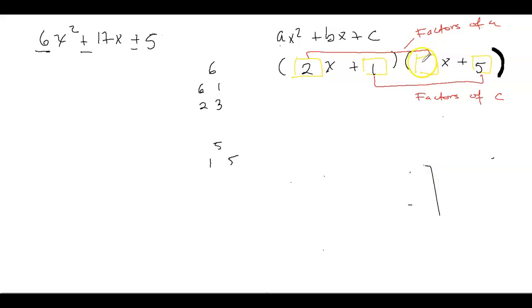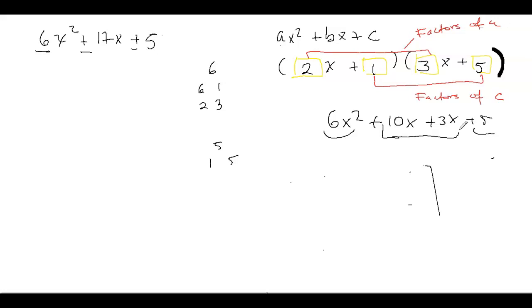Okay, so if I were to multiply this, I have to FOIL this to double check. So 2 times 3 is 6x squared. Then 2 times 5 is 10x. Then 1 times 3 is 3x, and then plus 5. Now when we look at this, the first term works, the last term works, but the middle term doesn't work. It's 10x plus 3x.